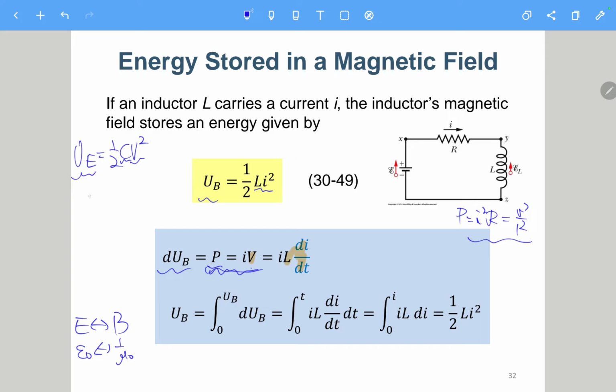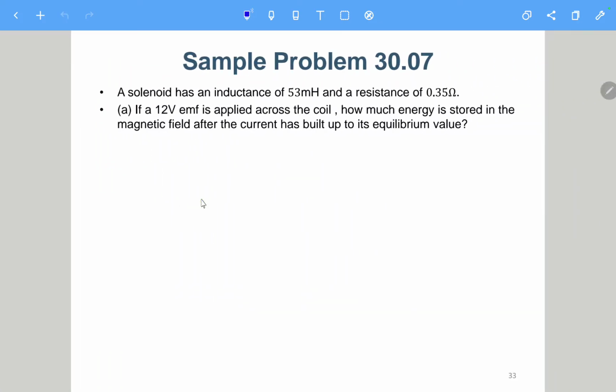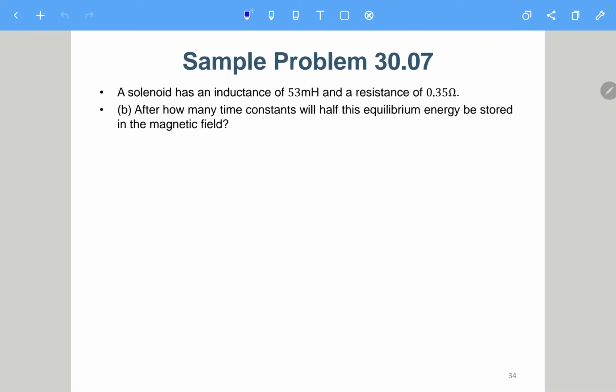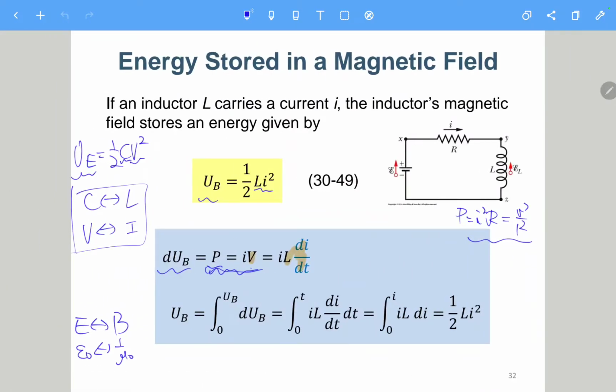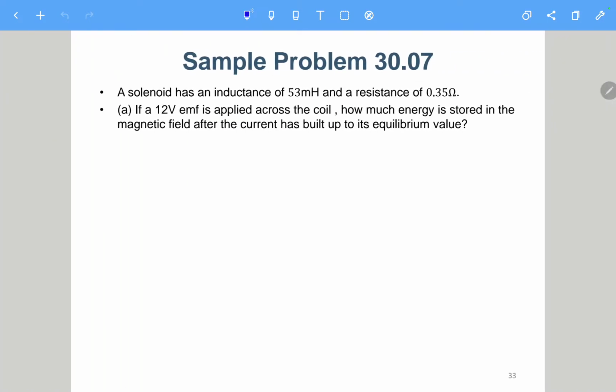And so here it means that you try to change C with L and then V with I, and then you will also get the duality between this one and this one. And here it also derives this later. So before going to the energy density, we have another sample problem first.